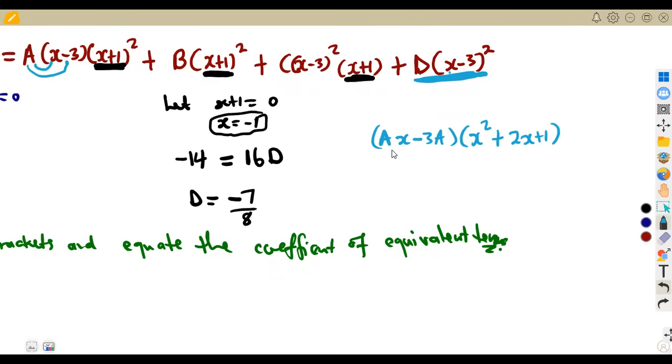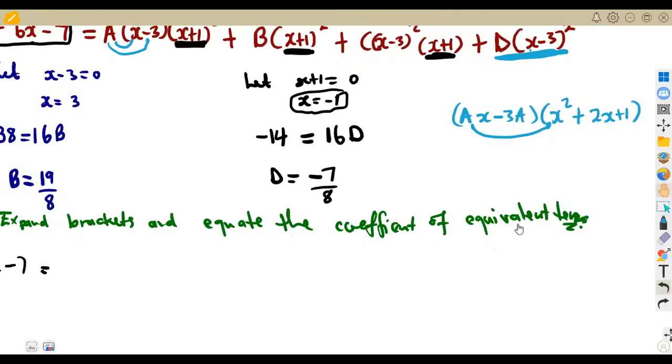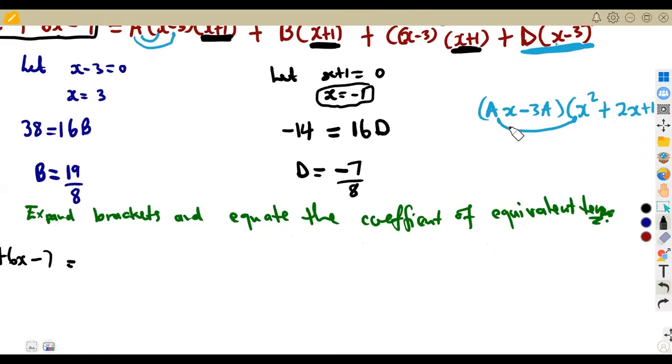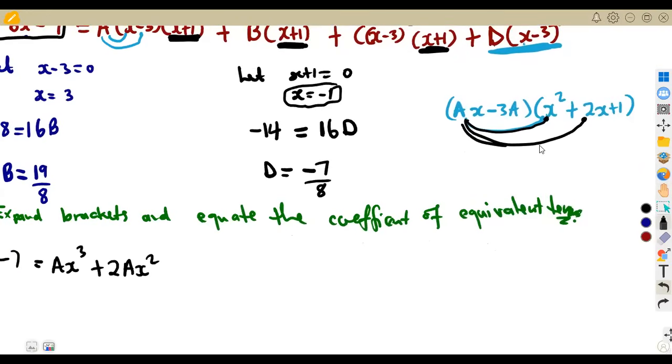Then after, we multiply everything in the second bracket by ax. So it's ax times x squared. So this will be ax to the exponent of 3. Then we move on, ax times 2. So it's going to be plus 2ax squared. Then we move on, ax times 1, so it's going to be plus ax. We are done with this.